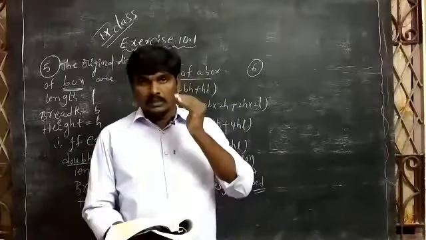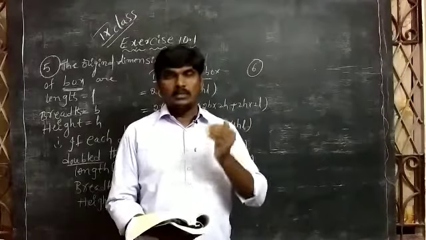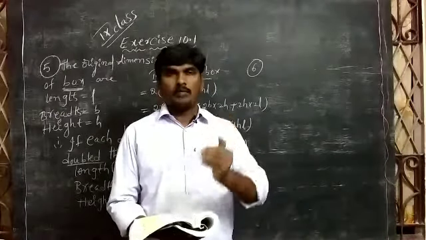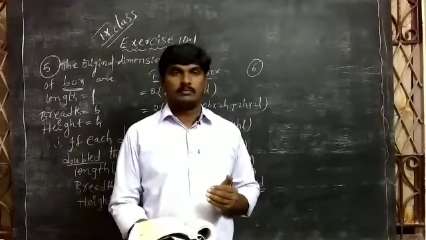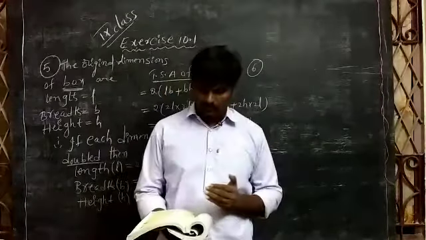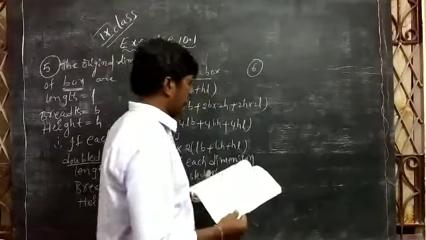The triangular shape's sides are 3 centimeter, 4 centimeter and 5 centimeter. Find the volume of the prism if its height is 10 centimeter. That is the given question.